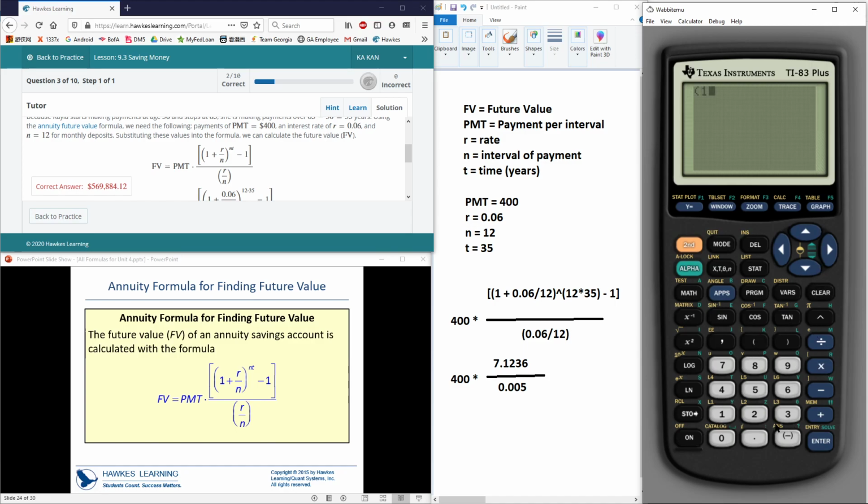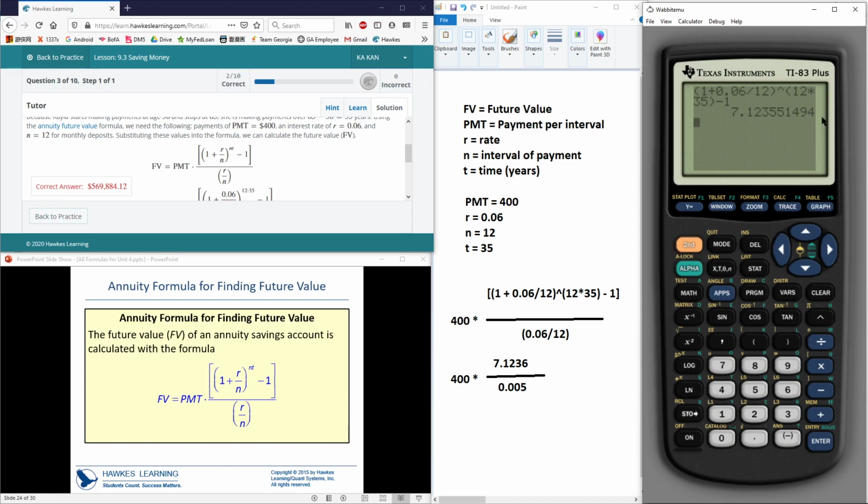So 1 plus 0.06 divided by 12, right? Raise it to the power of 12 times 35, right? And then minus 1, right? So that was the number on the top. So I'm going to use this number.